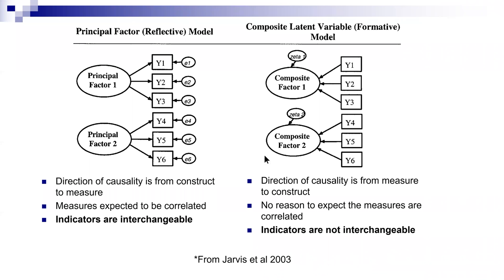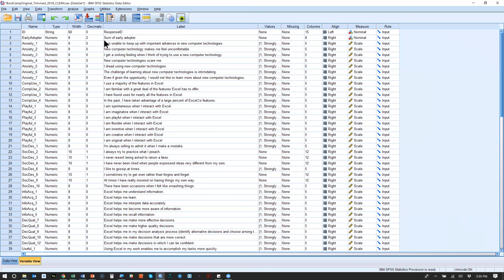If we go over to our data set here and look at anything, here's anxiety right here. Let me zoom in. These all mean the same thing. I'm unable to keep up with important advances in new technologies. New computer technology makes me feel uncomfortable. I get a sinking feeling when I try out new technologies. New computer technologies scare me. I dread using them. It's a challenge to use them. These are all saying the same thing: I have anxiety when I use computers. They're reflective.